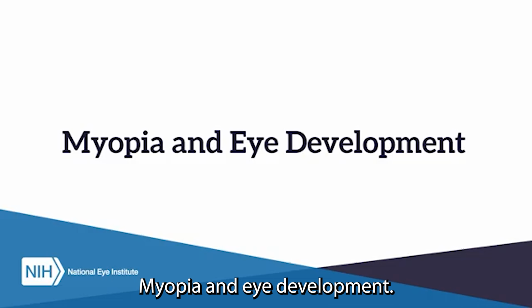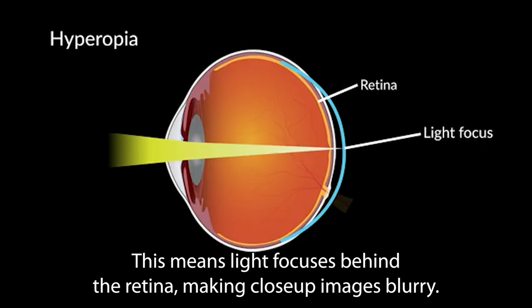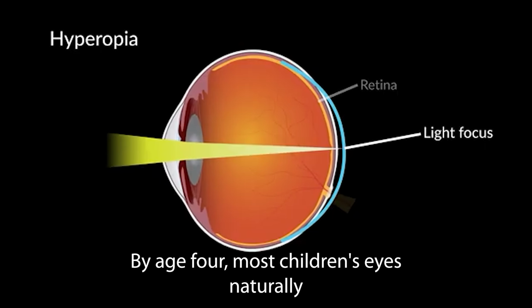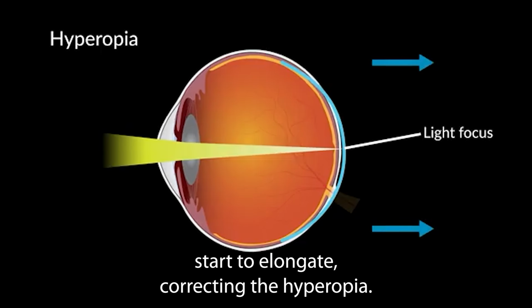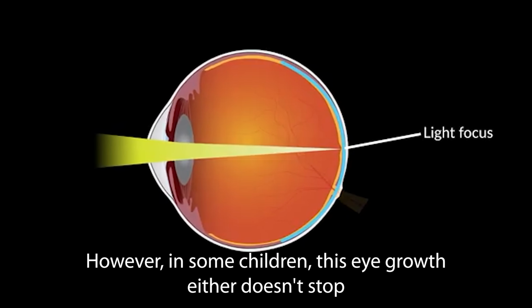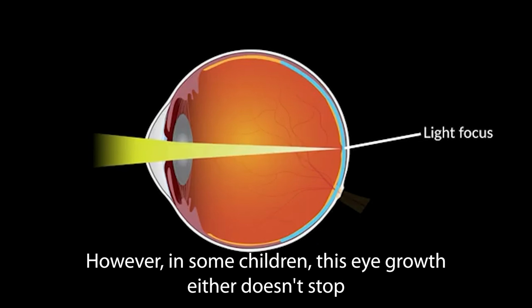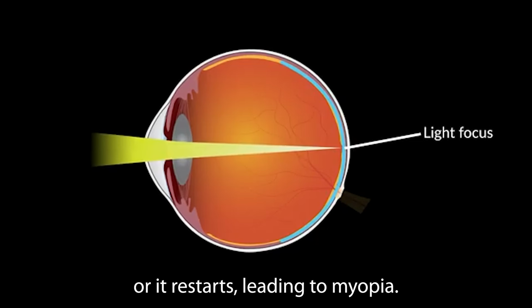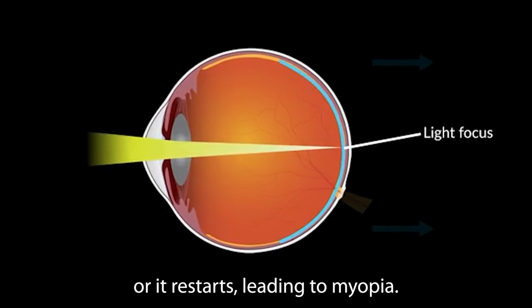Myopia and eye development. When babies are born, their eyes are hyperopic, or farsighted, meaning that their eyes are too short front to back. This means light focuses behind the retina, making close-up images blurry. By age 4, most children's eyes naturally start to elongate, correcting the hyperopia. However, in some children, this eye growth either doesn't stop or it restarts, leading to myopia.